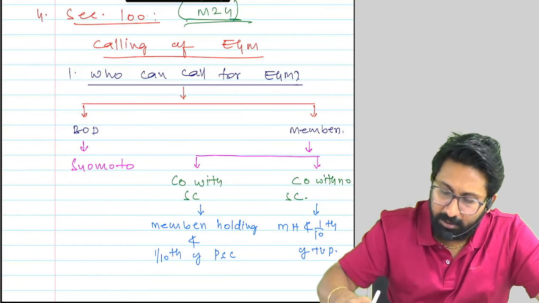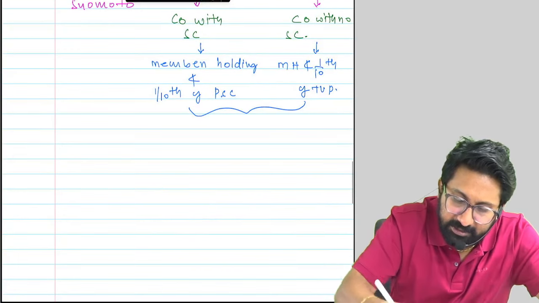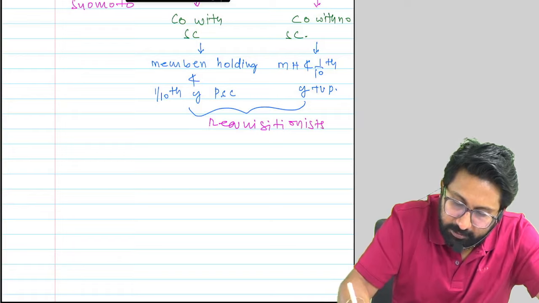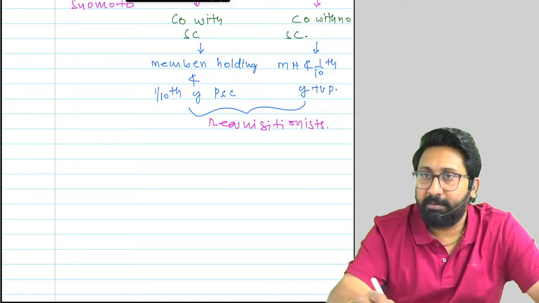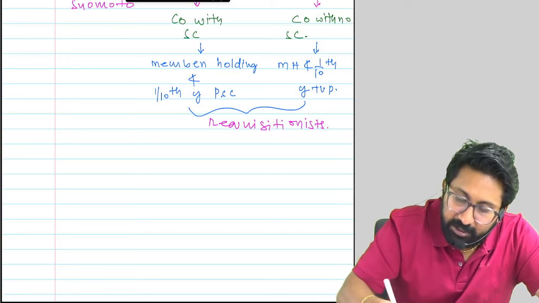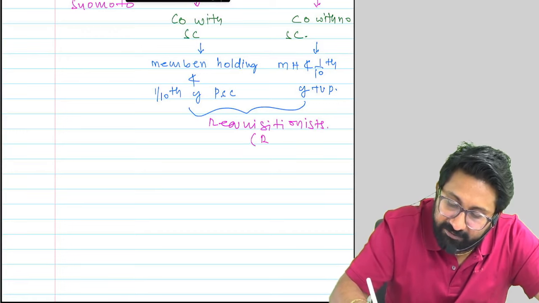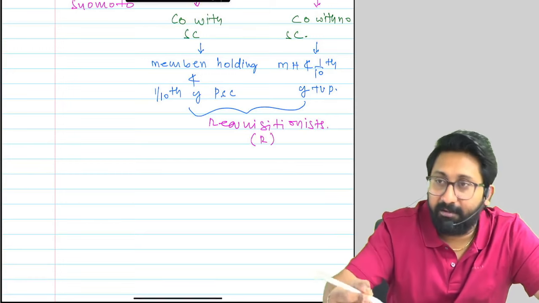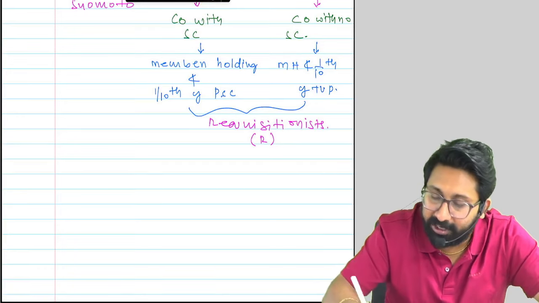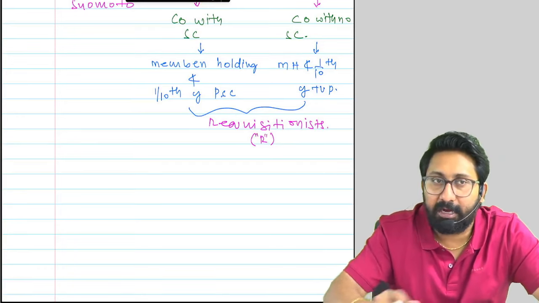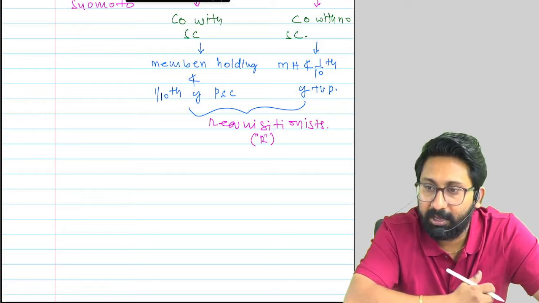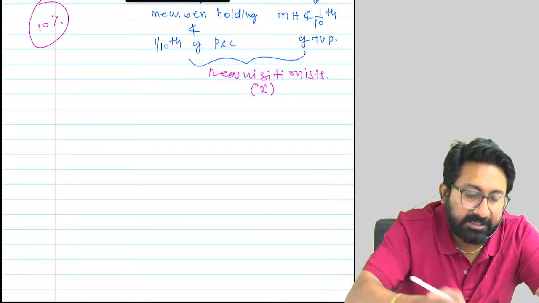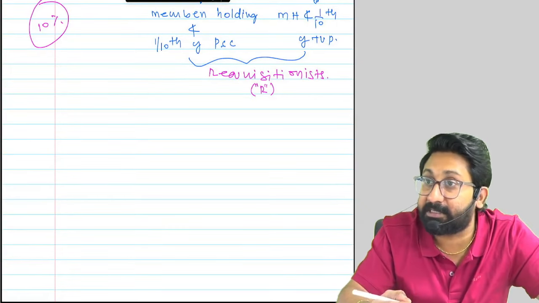These members are called requisitionists. In our class, for understanding's sake, I will write them as R, because every time I can't write that big a name. Whenever I write capital R in quotations, it means we are talking about requisitionists. Very important. How much of the section is completed now? 10%. Another 70% will come now.